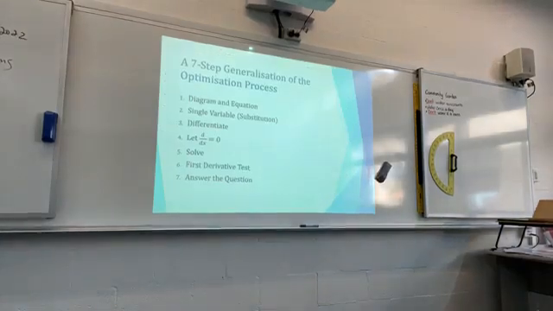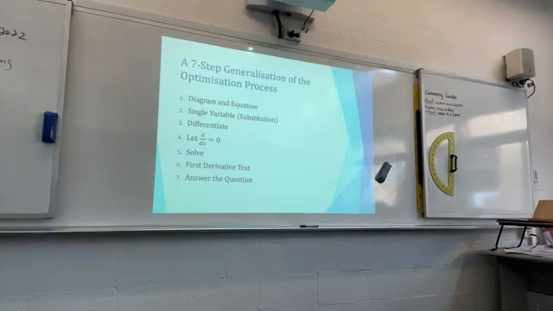So the 7-step generalization: diagram and equation. Make sure that it's a single variable. If not, you need to substitute, differentiate, dy/dx, solve, first derivative test, and answer the question. Now between 2 and 3, sometimes you may need to put in the domain as well. What is the restricted domain? All right.